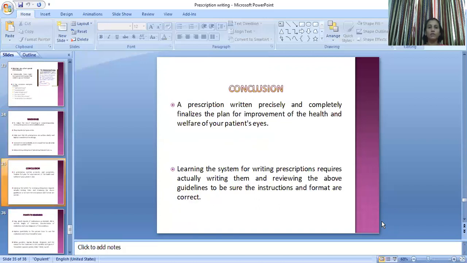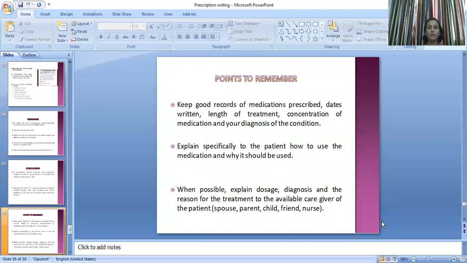To conclude, a prescription written precisely and completely finalizes the plan for improvement of the health and welfare of your patient. Learning the system for writing prescriptions requires actually writing them and reviewing the above guidelines to be sure the instructions and format are correct. Points to remember: keep good records of medications prescribed, dates written, length of the treatment, concentration of the medication, and your diagnosis of the condition.